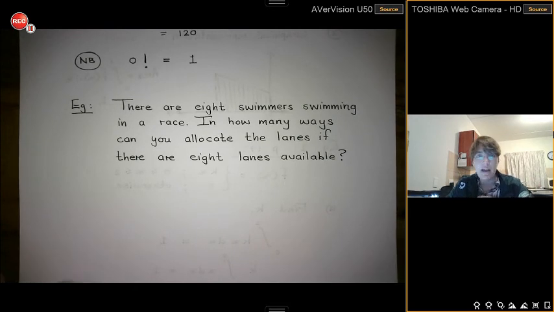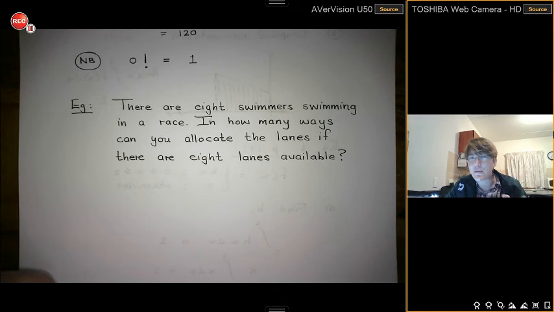So I have 8 people standing there next to the side of the swimming pool. So the first lane, I can put any one of those 8 people in there. So I have 8 options to put into the first lane. But the moment I've allocated a person to the first lane, when I get to the second lane, I no longer have 8 options available. I now only have 7 options available. And when I get to the next lane, I no longer have 7 options available. I have 6 options available.